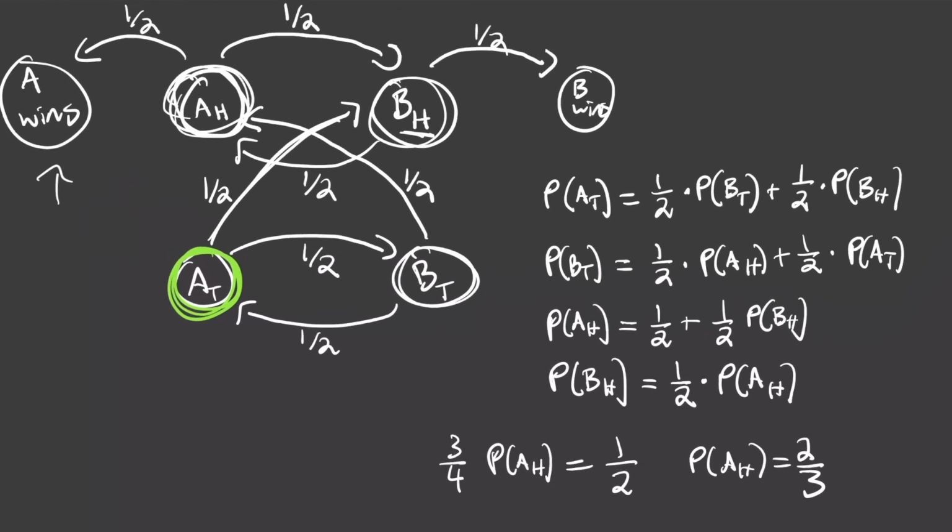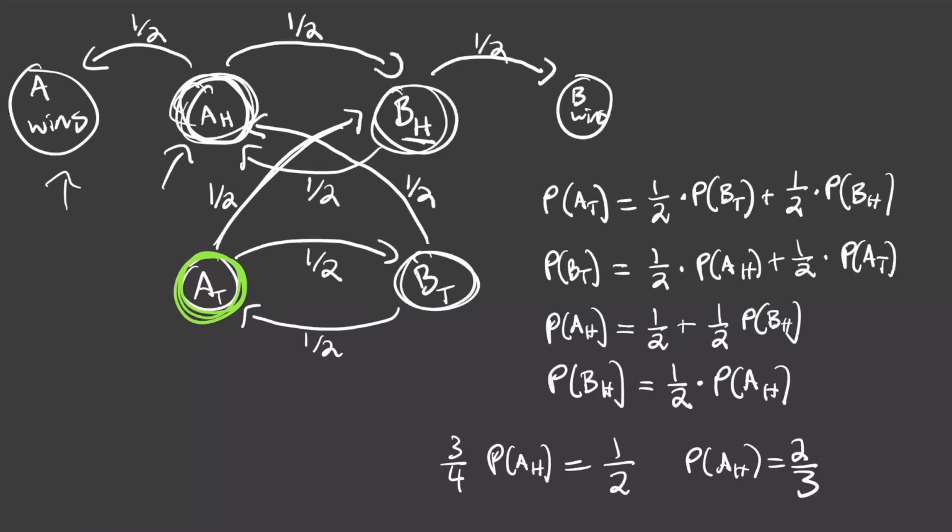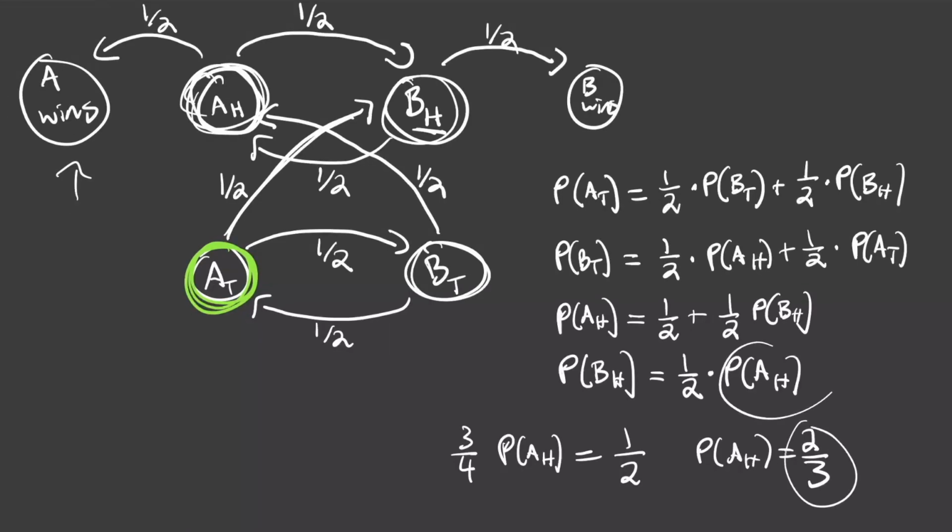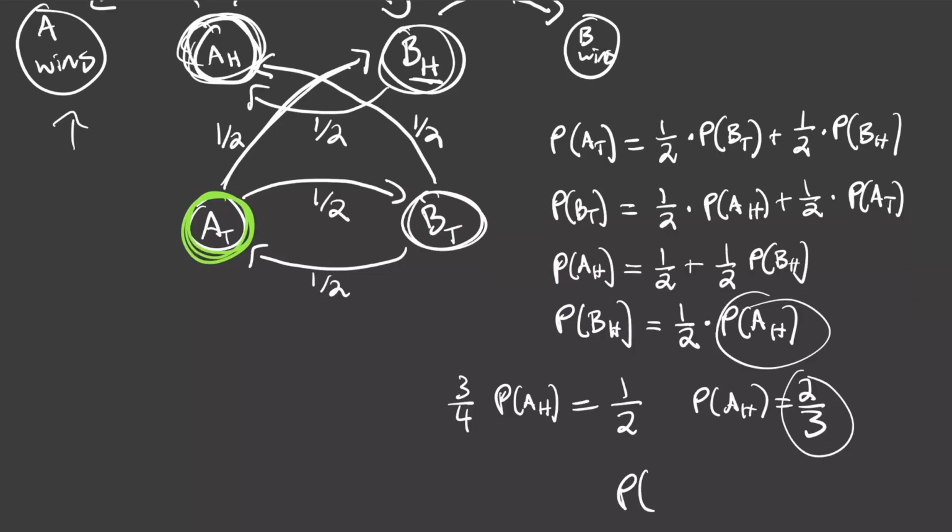So that tells me when it's my turn and I'm in this state where I'm facing an h from player B, then I win 2/3 of the time in the long run, basically. Then I can plug this number in right here, and that tells me that the probability of player A winning when it's B's turn facing an h is equal to 1/3. Okay, so now this is getting a little bit complicated, but I can just plug this one right here in over here.